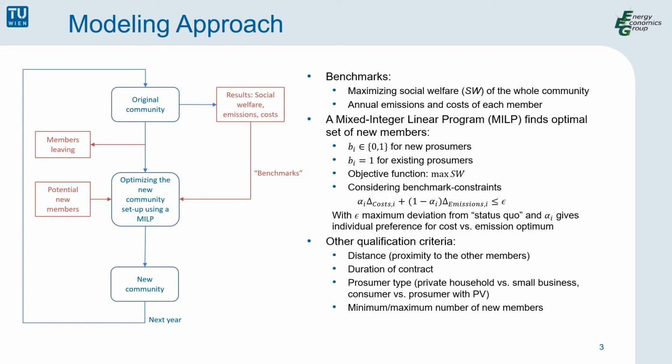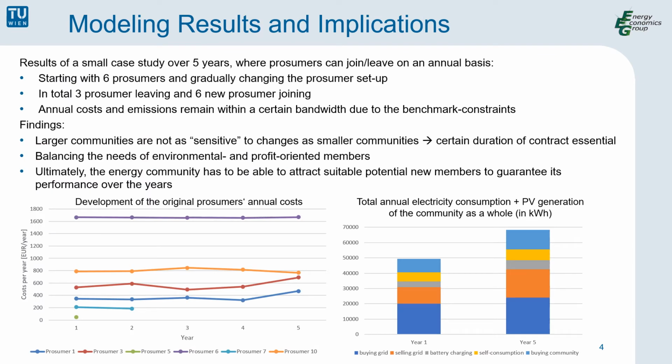The objective function maximizes the social welfare, and for each prosumer, there is a constraint to ensure that their annual costs and annual emissions do not exceed a certain limit compared to the old community, with a preference for either emissions or costs. Other qualification criteria from the community as a whole are proximity to the other members, contract duration, prosumer type, and number of new members. This process can be repeated for several years or time periods in general.